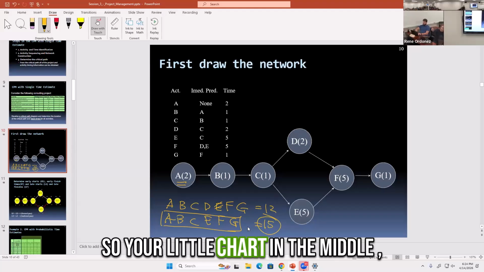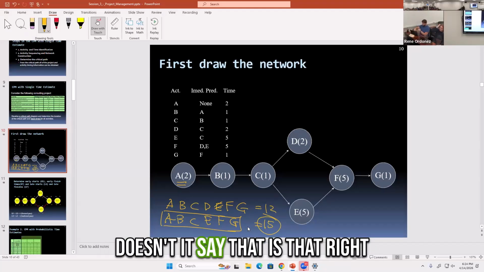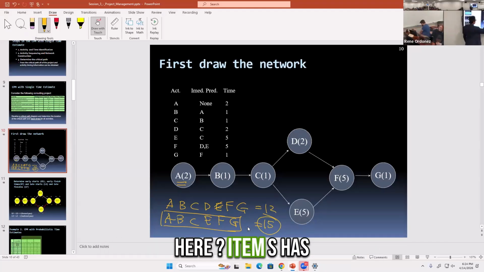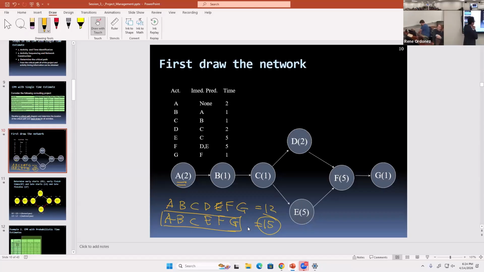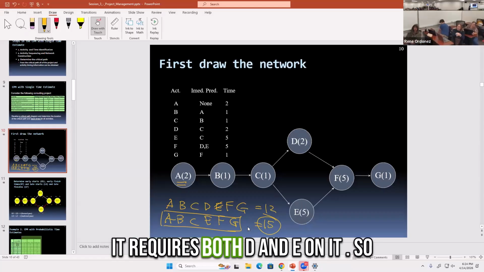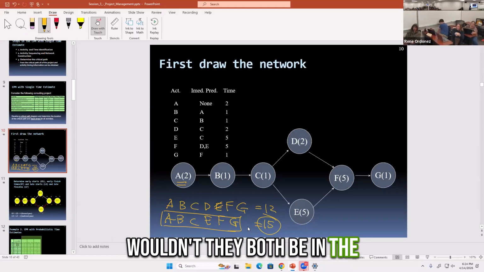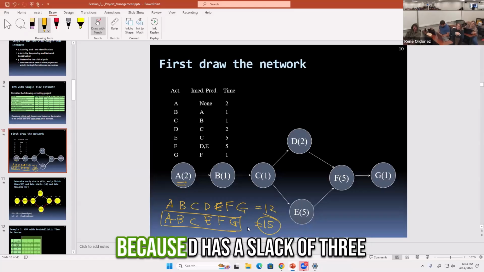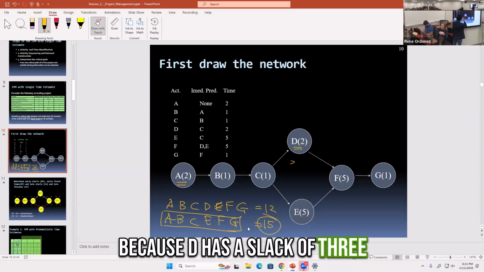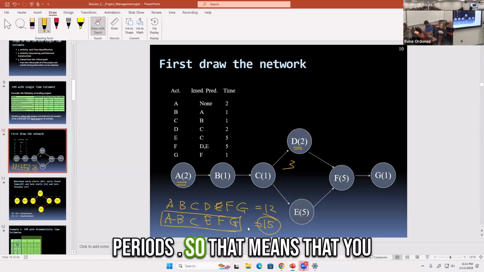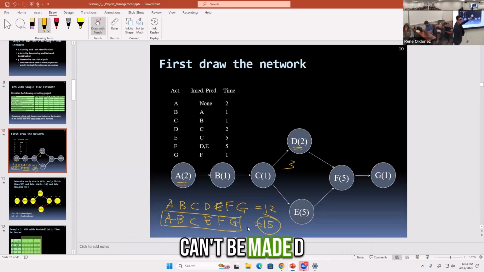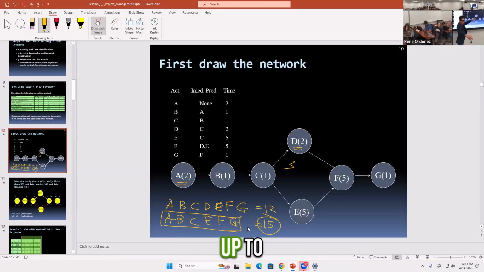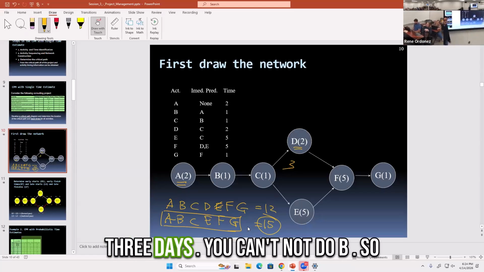So your little chart in the middle, doesn't it say that item F requires both D and E, so wouldn't they both be in the critical path? Not necessarily, because D has a slack of 3 periods. That means you can delay D up to 3 days.